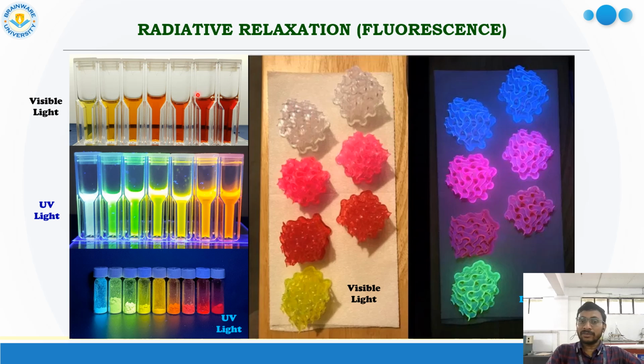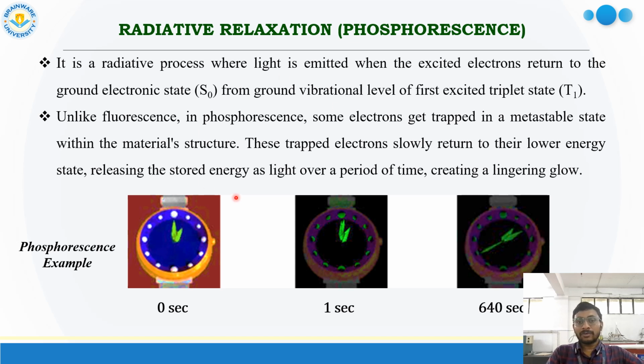Fluorescence is instant. The moment we remove the UV light, this emission will be gone, because it is instant. Only when we are giving the light will it be present. This is different from phosphorescence. Phosphorescence is basically a similar thing, only the excited state from which the electron is coming is the first excited triplet state, not the singlet state. Fluorescence was S1 to S0, phosphorescence is T1 to S0.